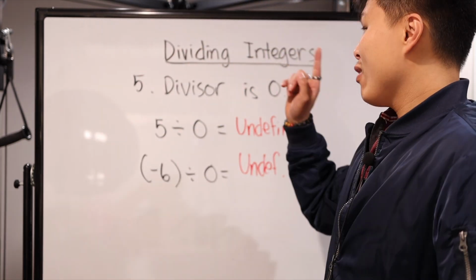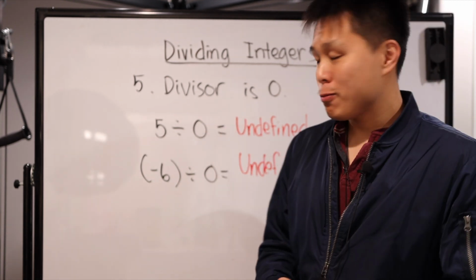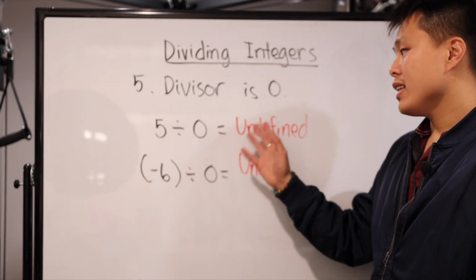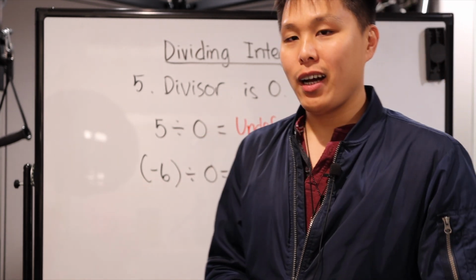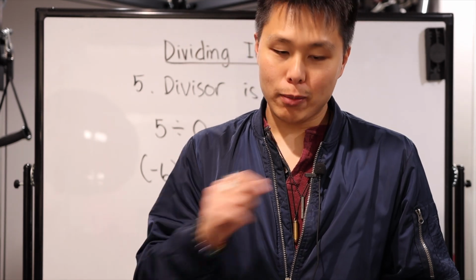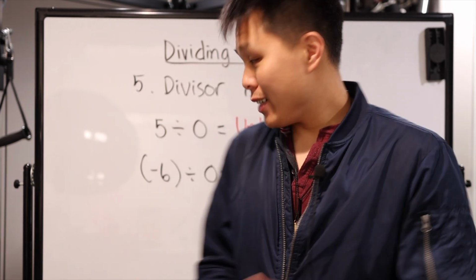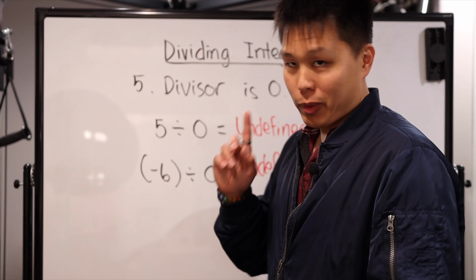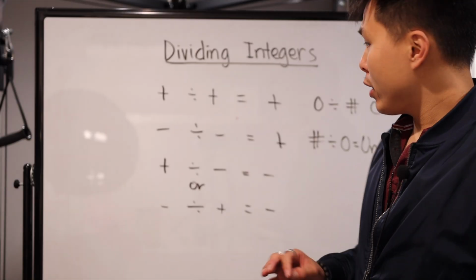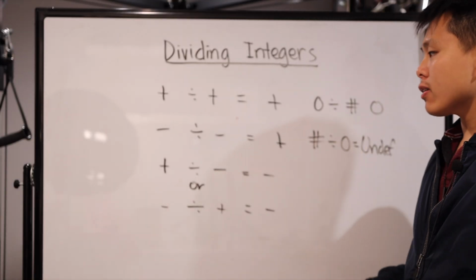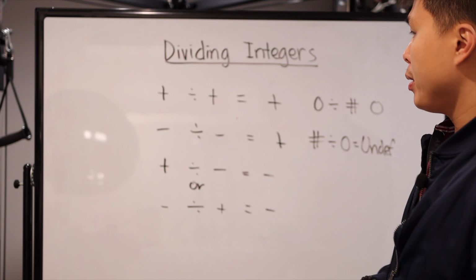Hopefully you remember. Divisor is 0. Then the answer is undefined. I'm sorry for my buddy, but you are absolutely correct. That, yes, it is undefined, it is not 0. Please don't make that mistake. Anyways, I might as well end it with making it even more simple. Here is basically an easy way for you to remember.